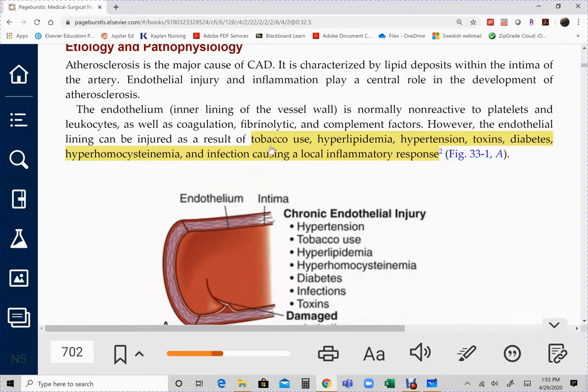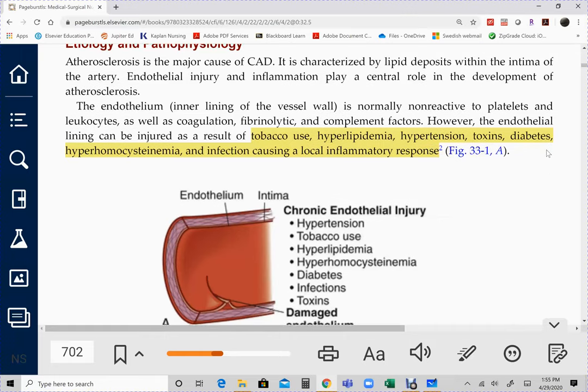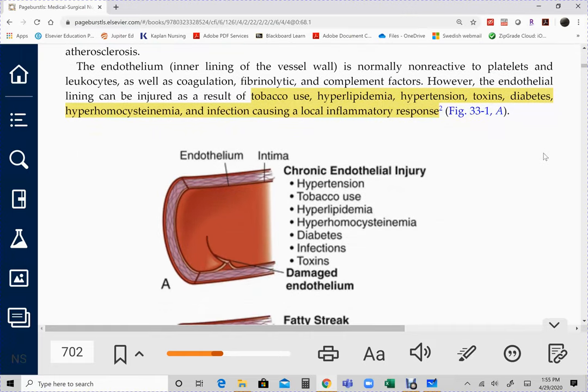So we have tobacco. Again, these are not new. We already discussed these under hypertension, chapter 32. So we have hyperlipidemia, which increases the plaque buildup. I'll demonstrate how it builds up here. And we have hypertension, of course, which accompanies it. Exposure to toxins, diabetes. How did diabetes lead to this?